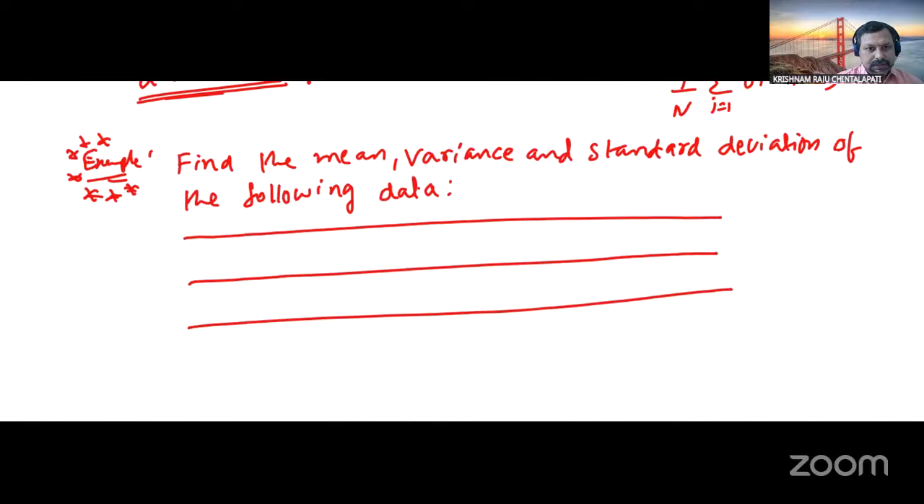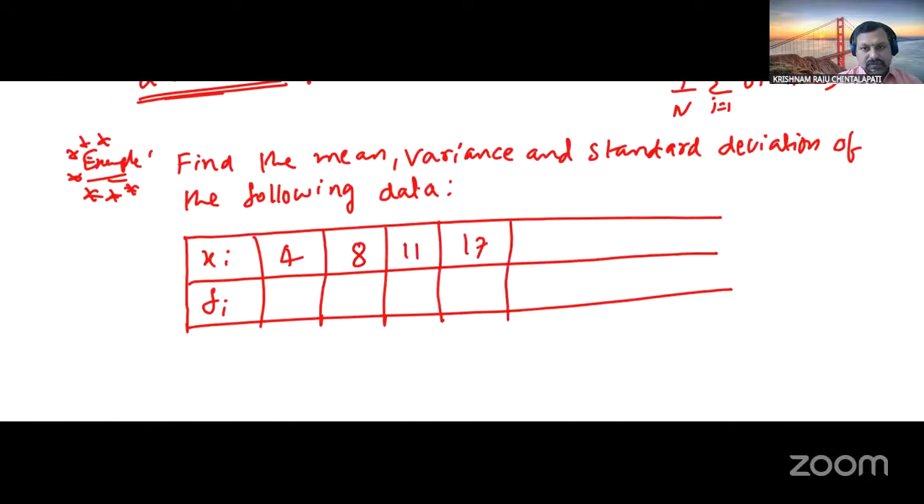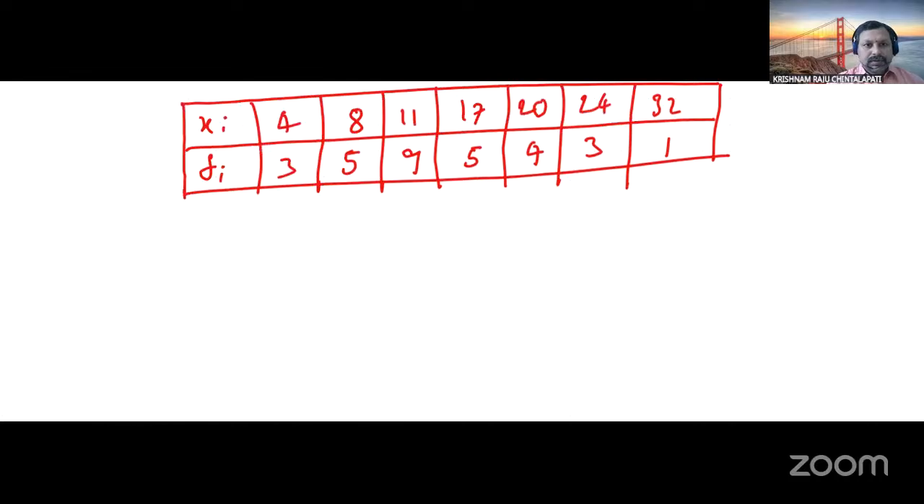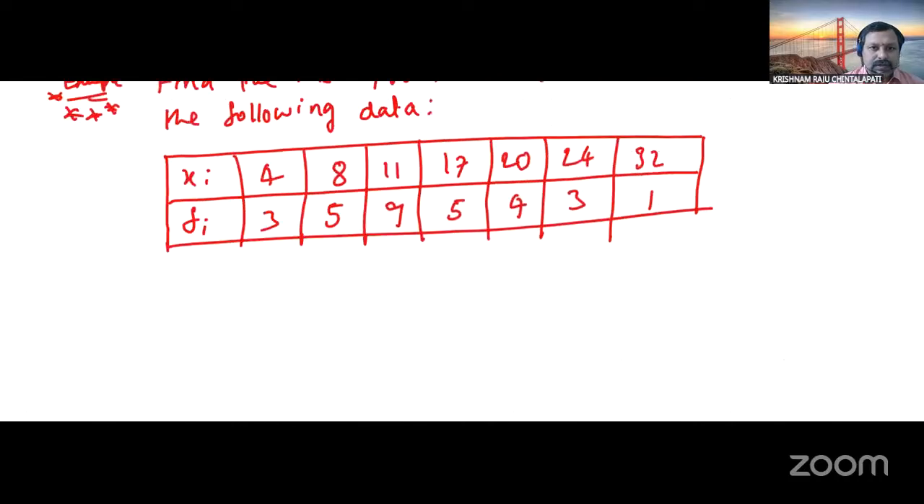So xi: 4, 8, 11, 17, 20, 24, and 32. Frequency fi: 3, 5, 9, 5, 4, 3, 1 (as stated). Right? So discrete frequency distribution.